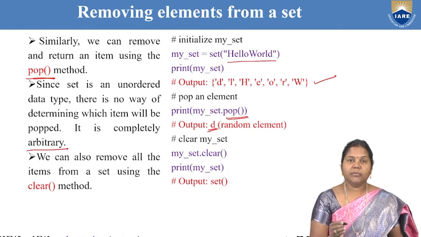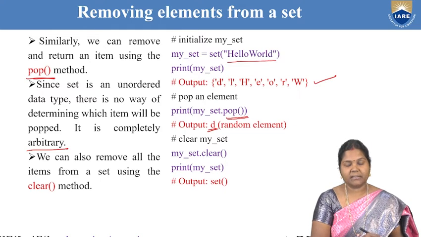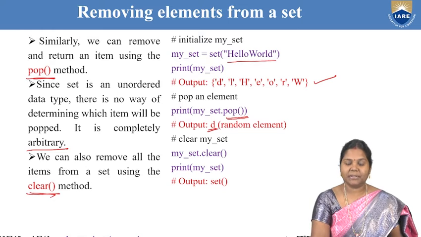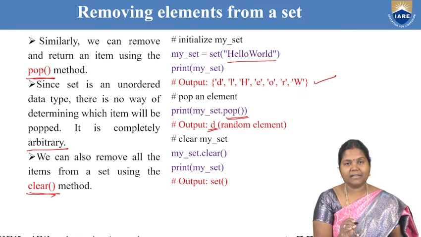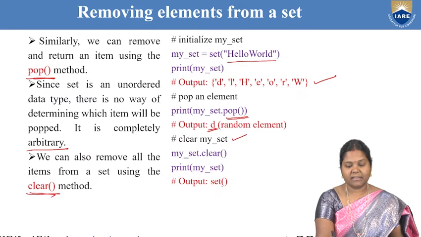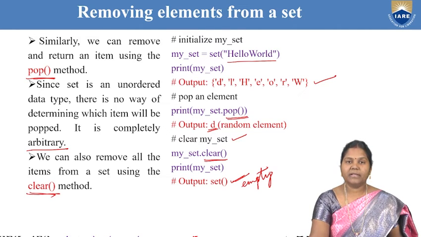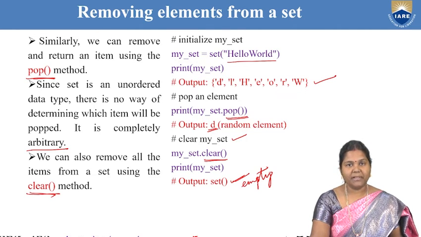Now, if you want to remove all the items from a set, then you can simply use the clear method. Be careful while using the clear method, as it will completely clear the set. If you want to clear your set, simply write my set dot clear. If you print it, nothing is there. The set is again empty. So, these are the different ways of removing elements from a set.